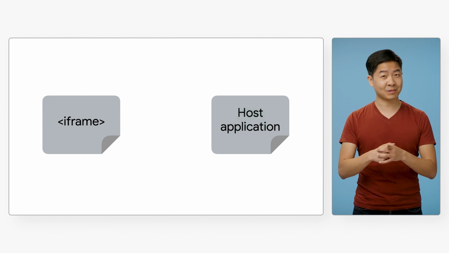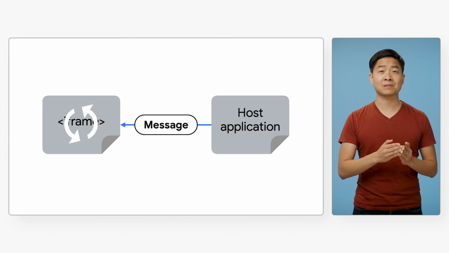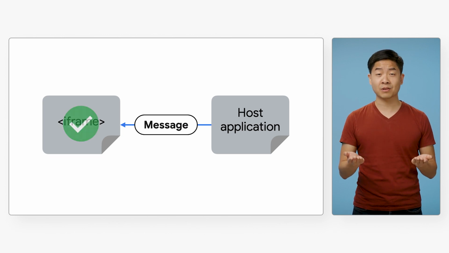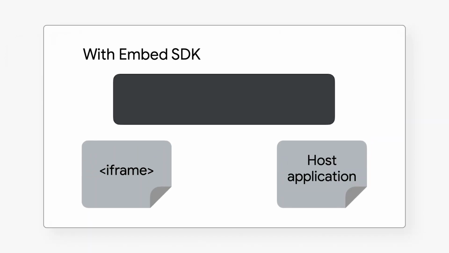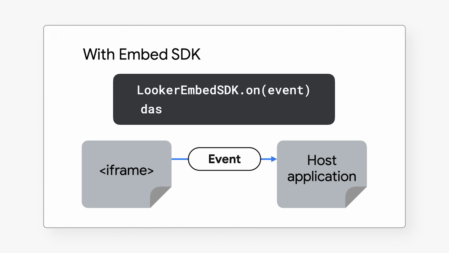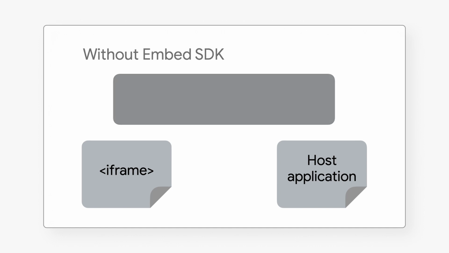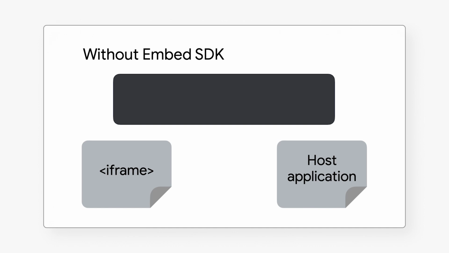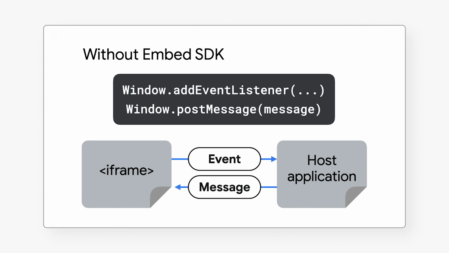Also, your host application can send messages to the iframe to change the iframe state, like telling the iframe to load a new dashboard. If you use the Embed SDK, then your host application calls the SDK's JavaScript API to listen to events and send messages to the iframe. But if you do not use the Embed SDK, then your host application will use the window interface to listen to events and send messages to the iframe.